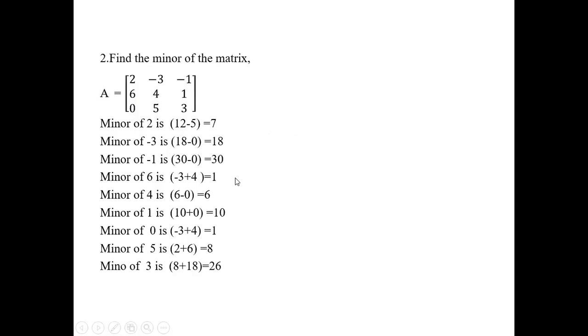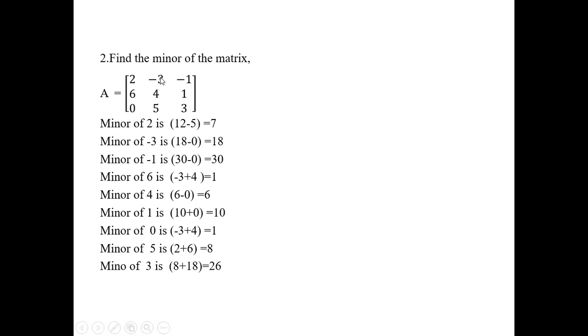Okay. Then find the minors of a 3 by 3 matrix. The same procedure. Here these are the elements of the matrix. This is a 3 by 3 square matrix. We can write the minors M11, M12, M13, M21, M22, M23, M31, M32, M33. For the minor of 2, we delete this row and this column, and we get the remaining 4, 3, 5, 1. 4 into 3 is 12, minus 5 into 1 is 5, equal to 7.